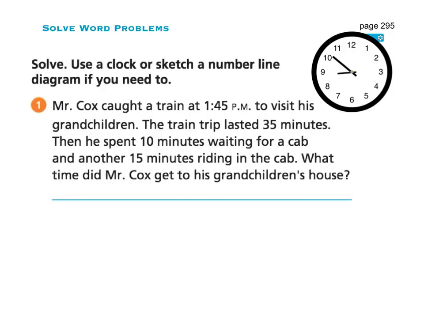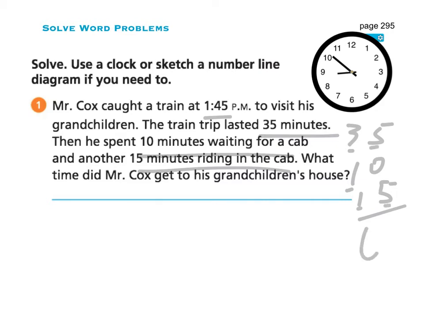So you look at the first problem that you guys have in the book. Same kind of idea. Mrs. Cox is getting on a train at 1:45 to visit her grandchildren. The train trip is 35 minutes, 10 minutes waiting for a cab, 15 minutes in a cab. What time does she get there? You really have two different options. Some people would say, okay, let's take that 35 and that 10 and that 15 and find out how much time that is. So you'd have 30, 40, 50, 55, 60, which is 1 hour.